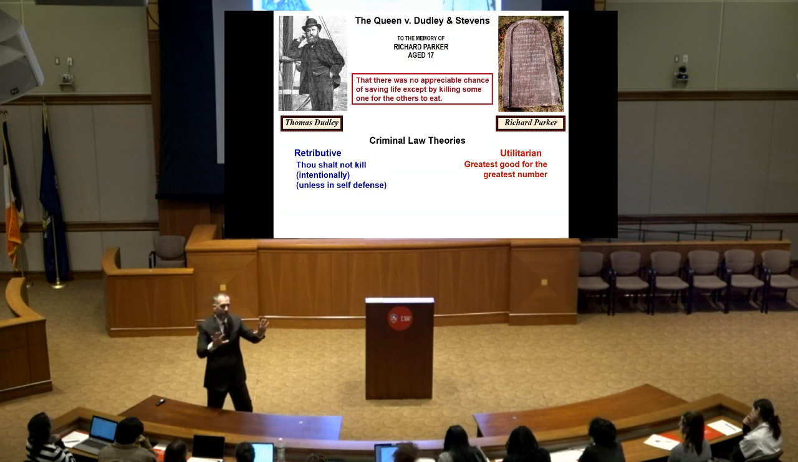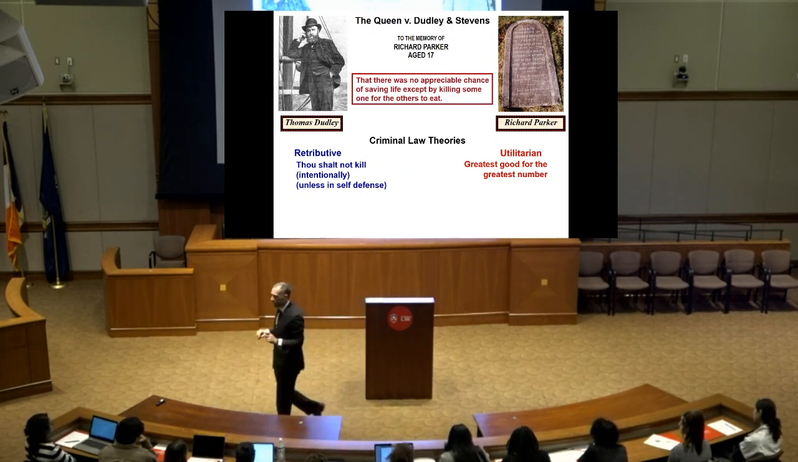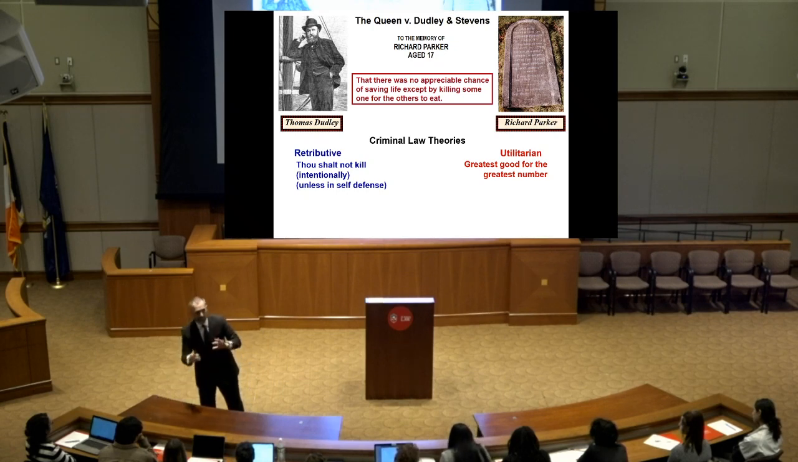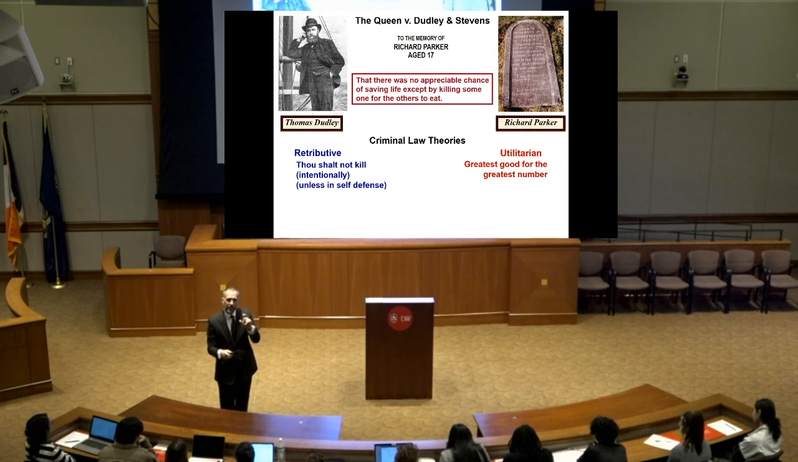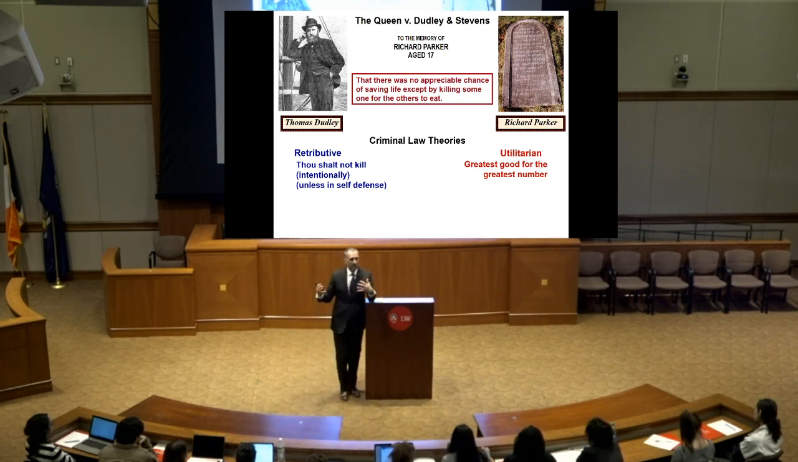I'm going to stop for a minute and step out of character to show you what we just did and talk with you about that. You guys did a great job. And what we did through the course of 35 minutes or so is elucidate all of the main arguments for and against punishing Dudley and Stephens from both retributive and utilitarian theories.